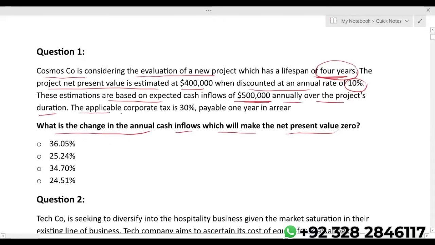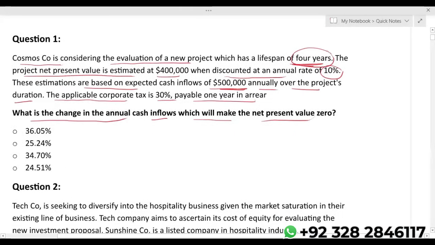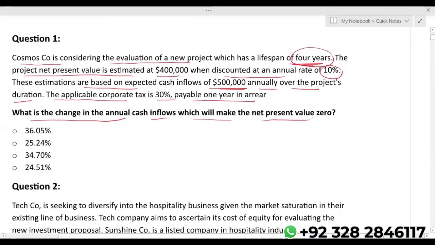The applicable corporate tax rate is 30% payable 1 year in arrears. So we are paying tax with a delay of 1 year, number one. Number two, since NPV is after tax, the variable which will be in the denominator has to be also after tax. So it's very simple. All we need is to calculate the present value of these post-tax cash inflows.